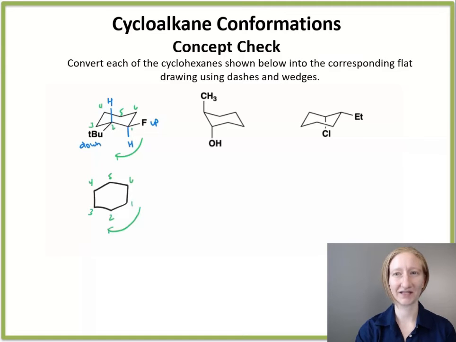And then finally, I can place the substituents on the appropriate carbons, being sure to indicate up groups with wedges and down groups with dashes. For the second example, I'll go through the same sequence of steps, numbering the carbons and indicating the up or down nature of each group, and then placing them on the flat cyclohexane scaffold. Okay, here the methyl group is up and on carbon 4, and the OH group is down and on carbon 3.